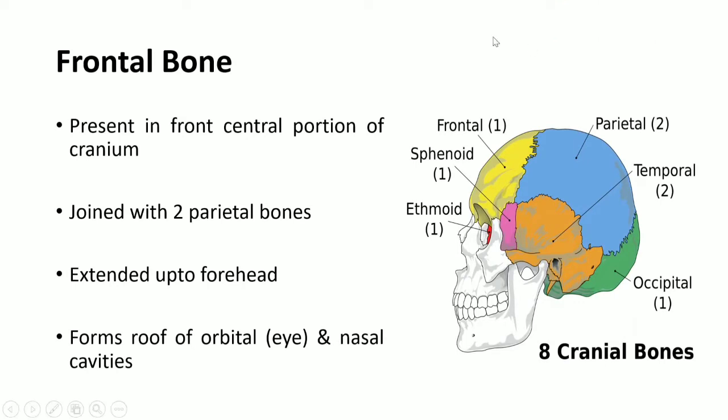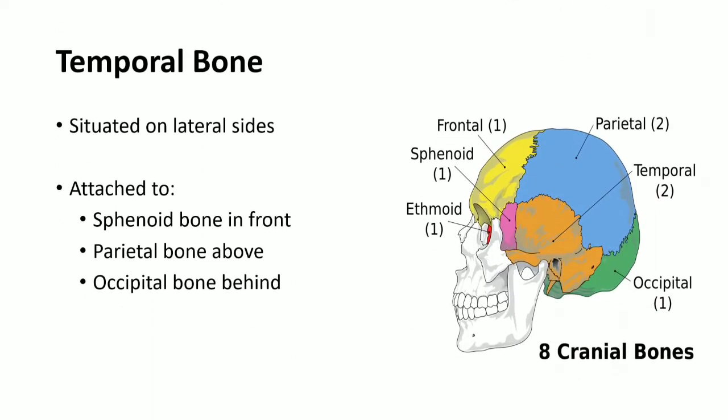After the parietal, there comes the frontal bone. It is the central portion of our cranium. One frontal bone is attached to both the parietal bones. You can see this bone is not only covering our forehead portion, but it is also coming down up to the roof of our eye and nasal cavity.